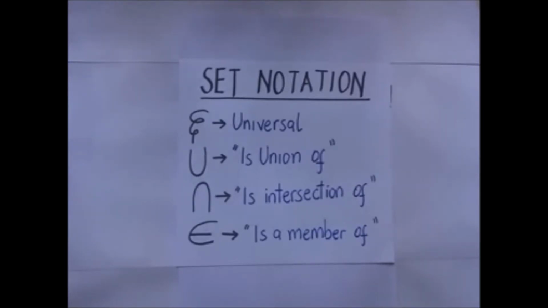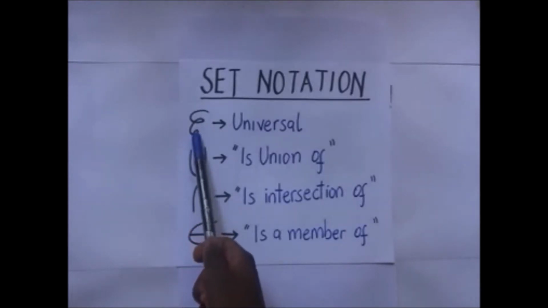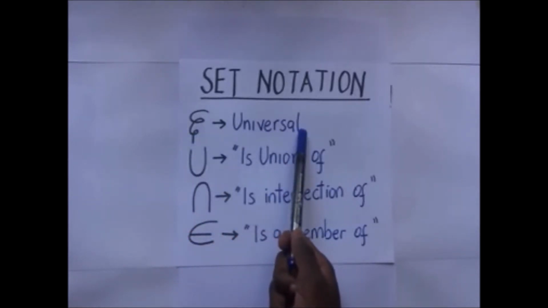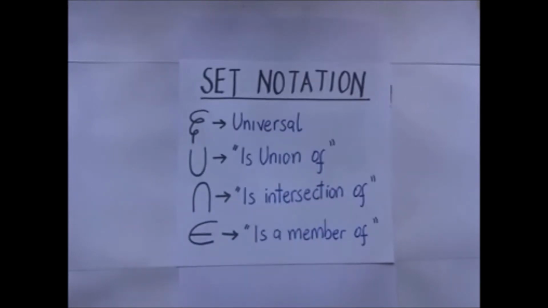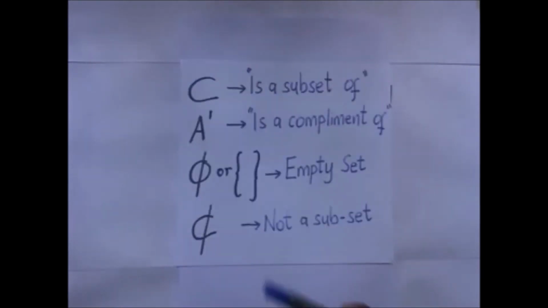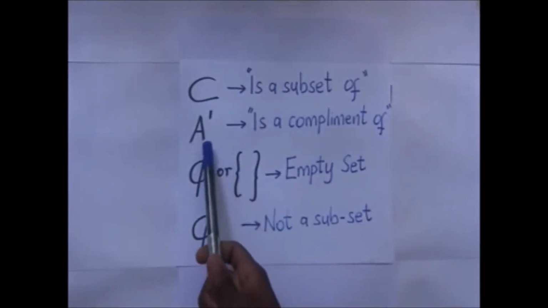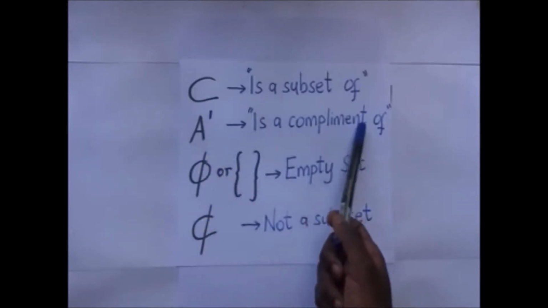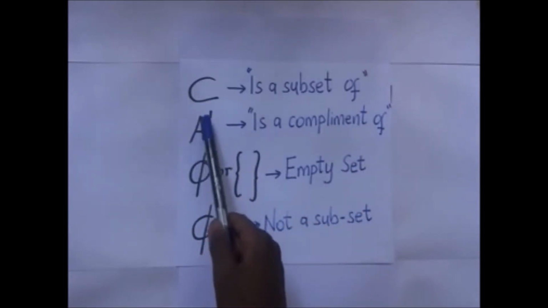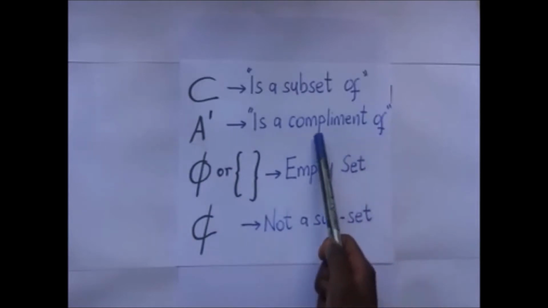In some of the common set notations, we have this symbol representing the universal set. We have U, which represents union of. Then this represents intersection, the intersection of. Then this is a member of. This one represents is a subset of. Then A complement means it's a complement of A, or it can be B complement, meaning it's a complement of B.